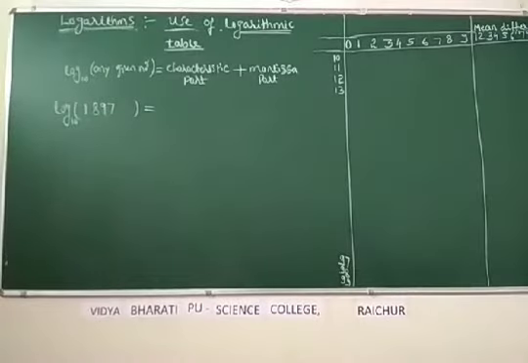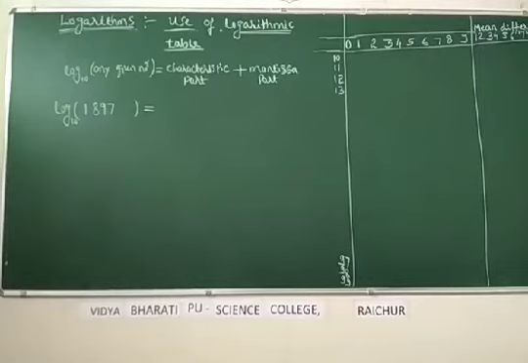we need two parts there. One is its characteristic, and the next is the Mantissa part. Logarithm of any given number consists of two parts. While finding the logarithmic value of any given number, we should find its two parts, characteristic part and Mantissa part.